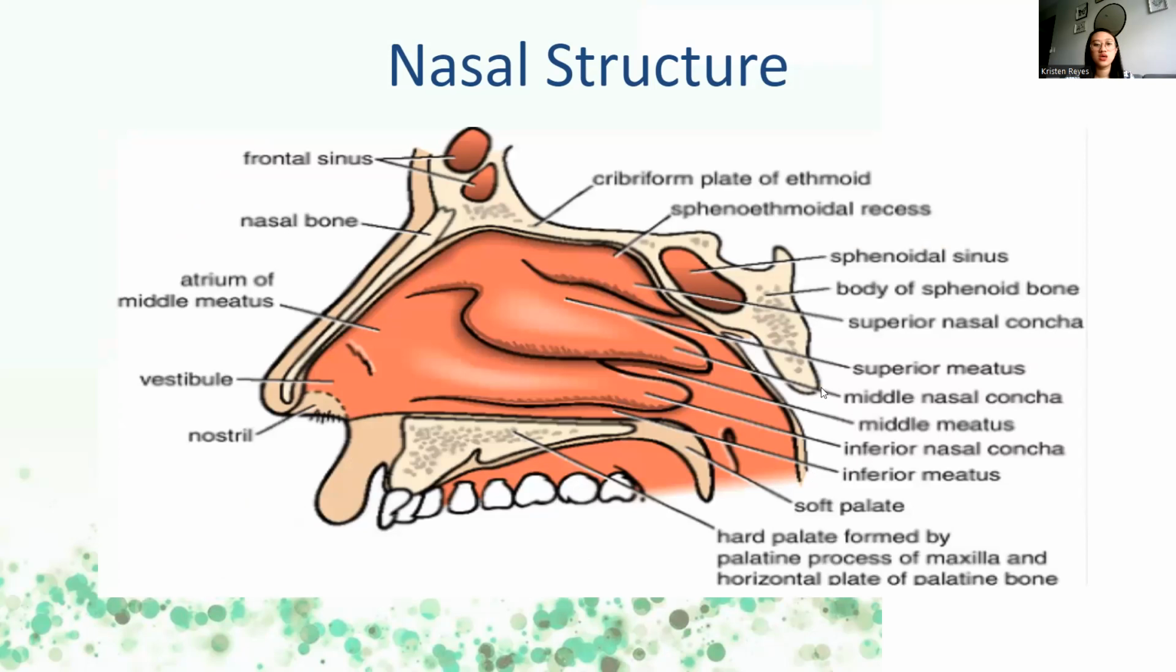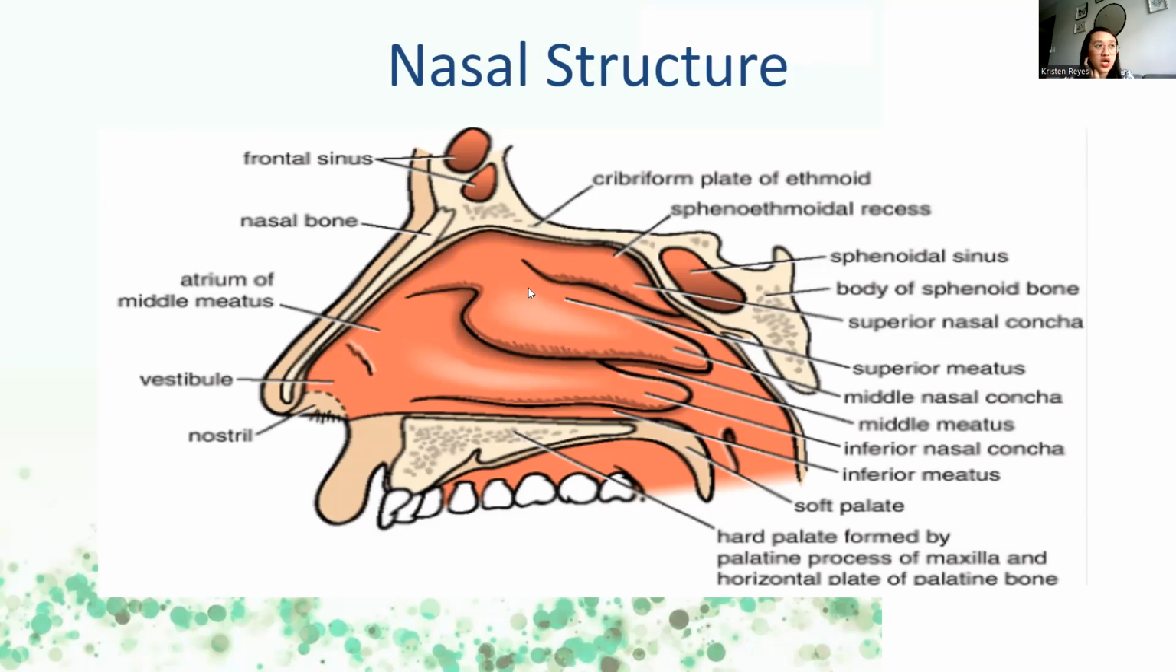So, this is a view of the inside of the nose. Nostril, septum. You have three meatus, which separate the nose, and increase the surface area for smell and for the filtering of air that enters the nose. Okay, so you have the superior nasal concha, the middle nasal concha, and the inferior nasal concha. In between each concha, you have the meatus: the superior meatus, the middle meatus, and the inferior meatus.